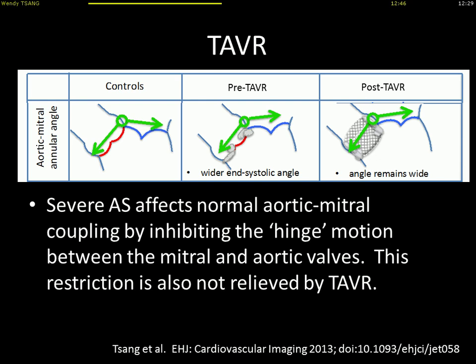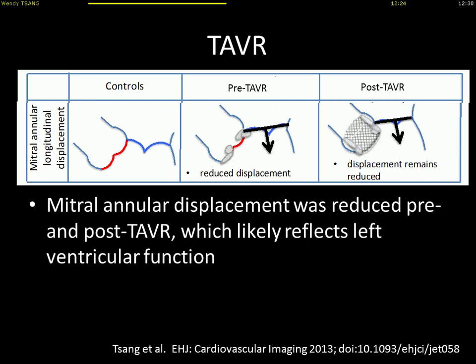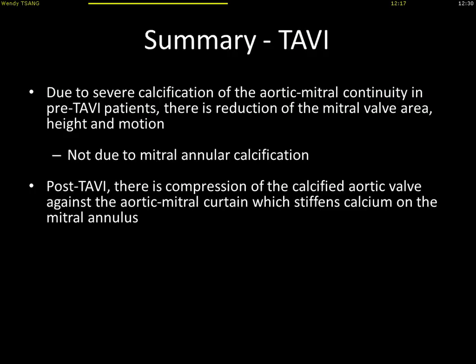Finally, what happens if you have calcium in this region? If you look at the angle, you find that before TAVR, when you have severe aortic stenosis, the angle actually increases because of all that calcium there. The valve is unable to actually bend back and forth. After TAVR, because you've almost reinforced that calcium there, the angle remains wide and you don't have any relief. Finally, mitral annular displacement was reduced pre-TAVR and post-TAVR, and once again, as I said, it was likely secondary to LV dysfunction.